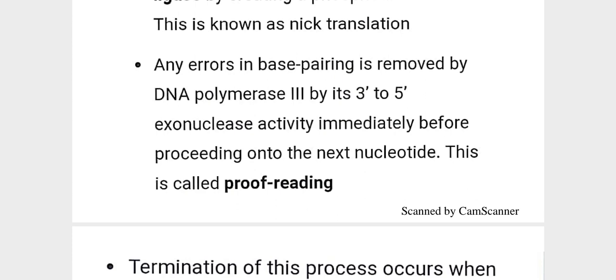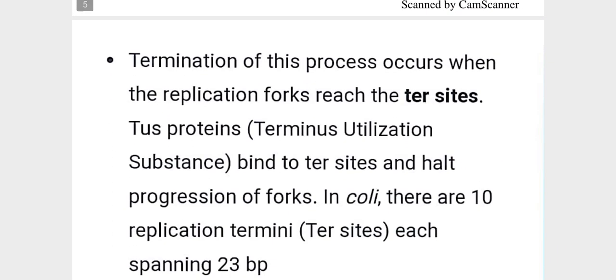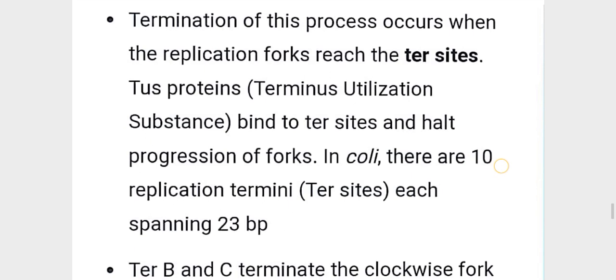Any errors in base pairing are removed by DNA polymerase 3 by its 3' to 5' exonuclease activity immediately before proceeding on to the next nucleotide. This is called proofreading. Then termination of this process occurs when the replication fork reaches the termination sites.